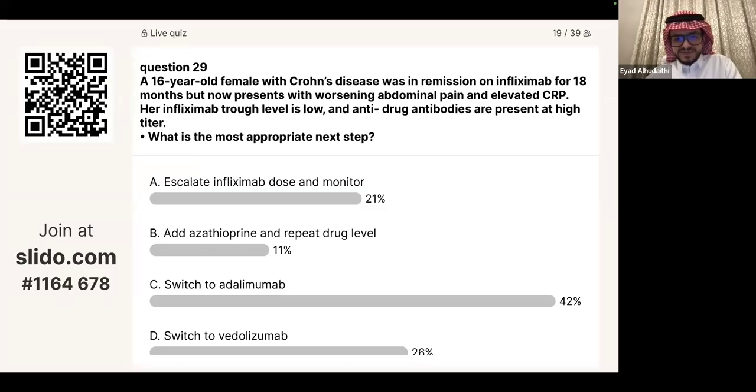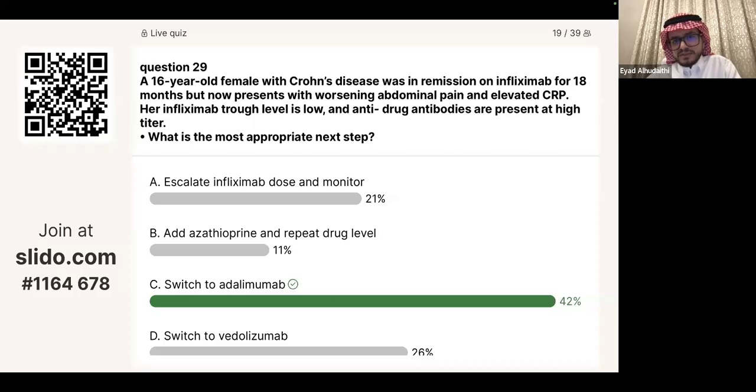So this is a different way to interpret the TDM. Now you have low drug level but positive anti-drug antibodies, and it is high. So you are right, we will switch, but within the class.